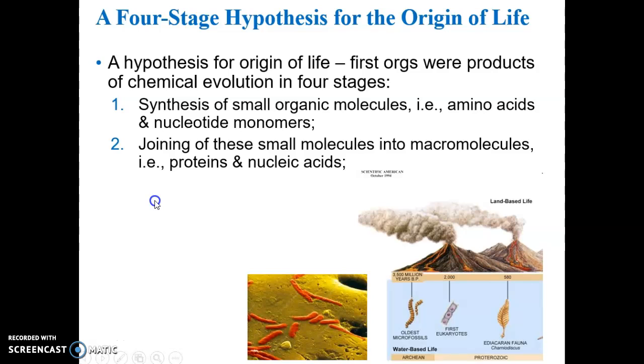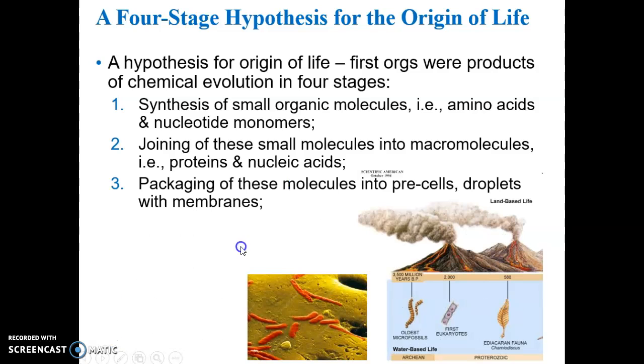And the next stage of these 4 stages is the chemical binding or joining of these small molecules into larger macromolecules. So macro simply means huge, like proteins and nucleic acids. Then stage 3, the packaging of these macromolecules into pre-cells.